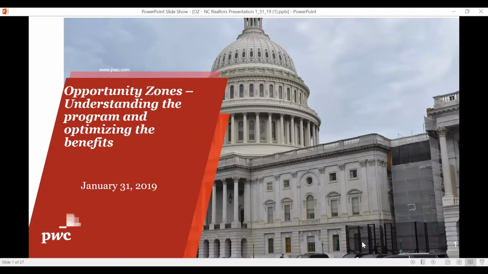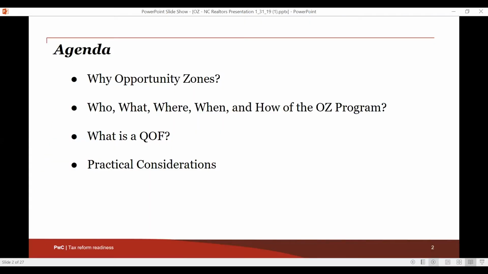Like Tony said, my name is Jessica Clancy, and I'm a tax director with PwC, and I'm here to talk about the Opportunity Zone program. This program was passed as part of tax reform at the end of 2017, and today we're going to walk through what this program is, why someone would want to take advantage of it, and some of the considerations that go along with it.